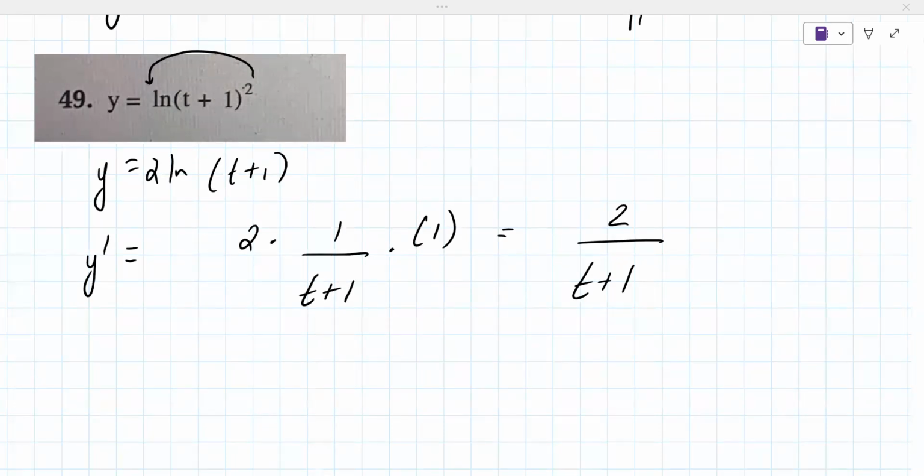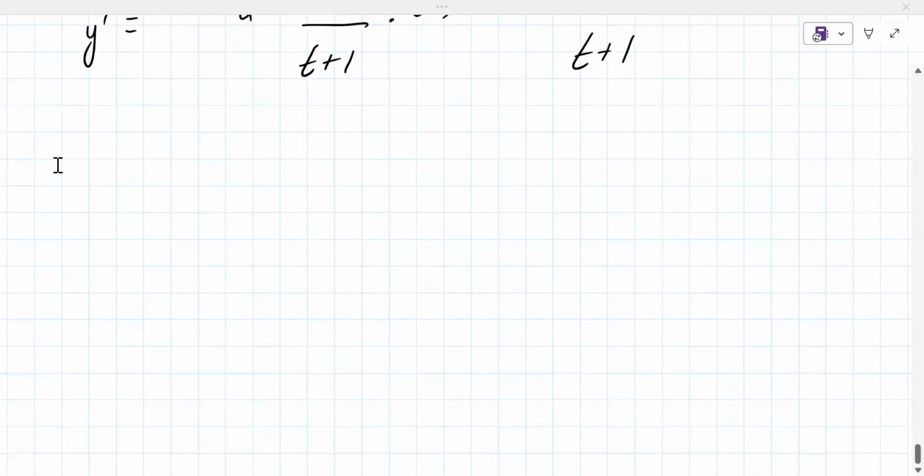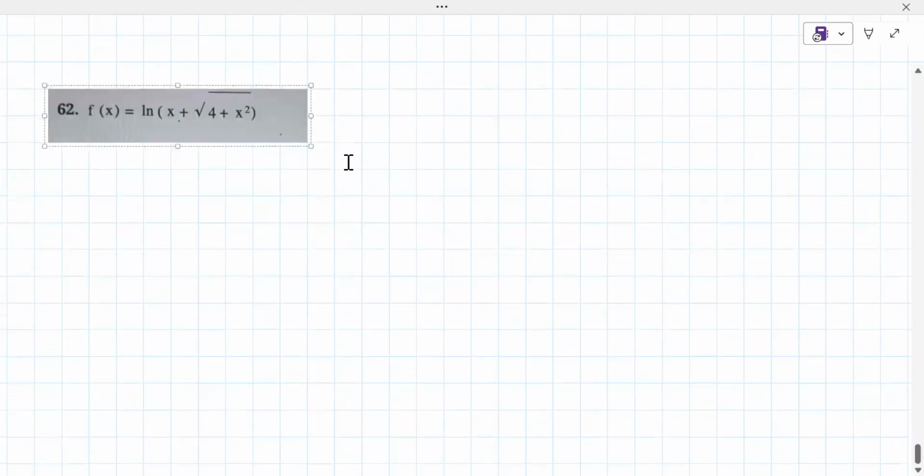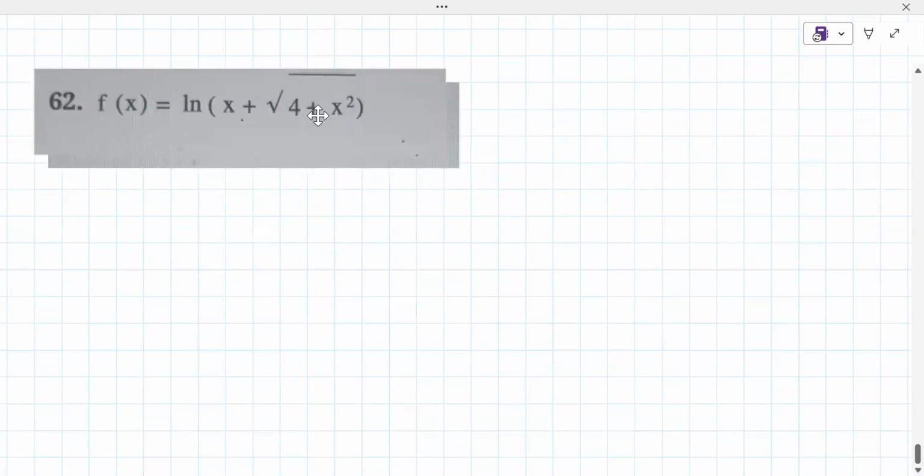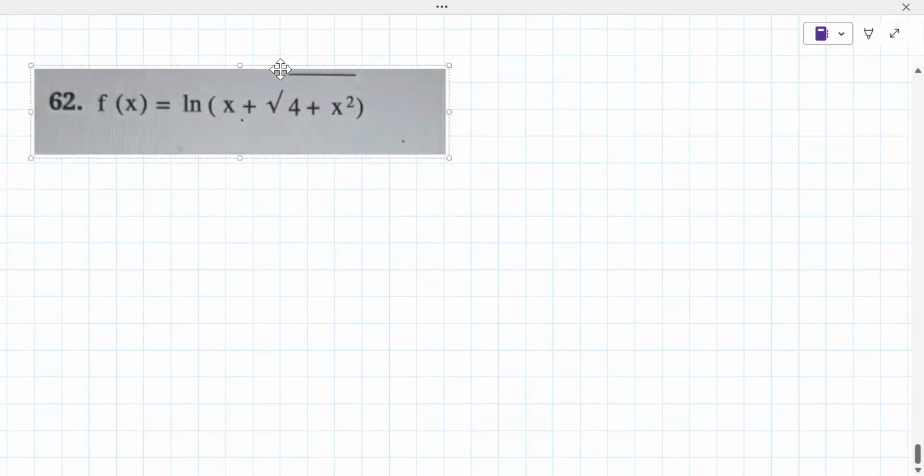So we should do like 63. We should do a lot of these. Like these are all kind of in the realm of being okay. This one looks more complicated than it actually is.